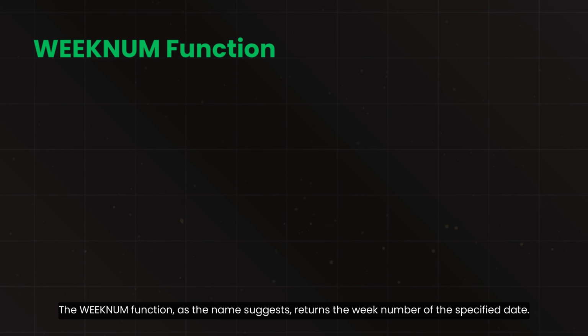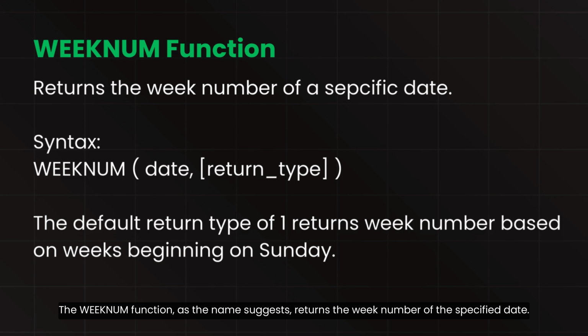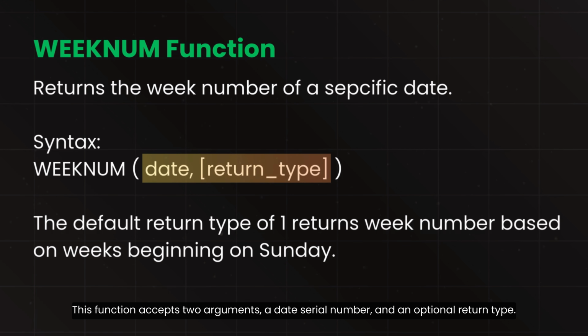The WEEKNUM function, as the name suggests, returns the week number of the specified date. This function accepts two arguments, a date serial number and an optional return type. The return type value determines on which day the week begins. The default return type is 1, which considers Sunday as the first day of the week.